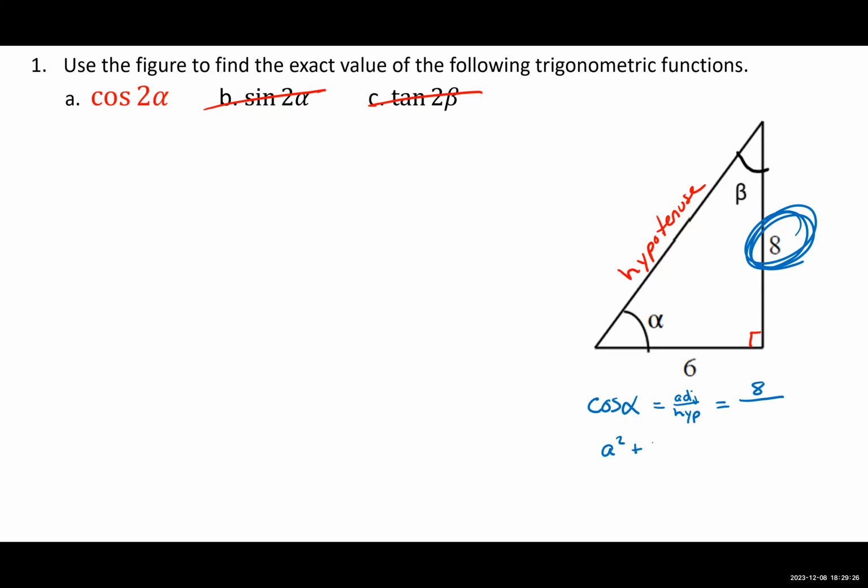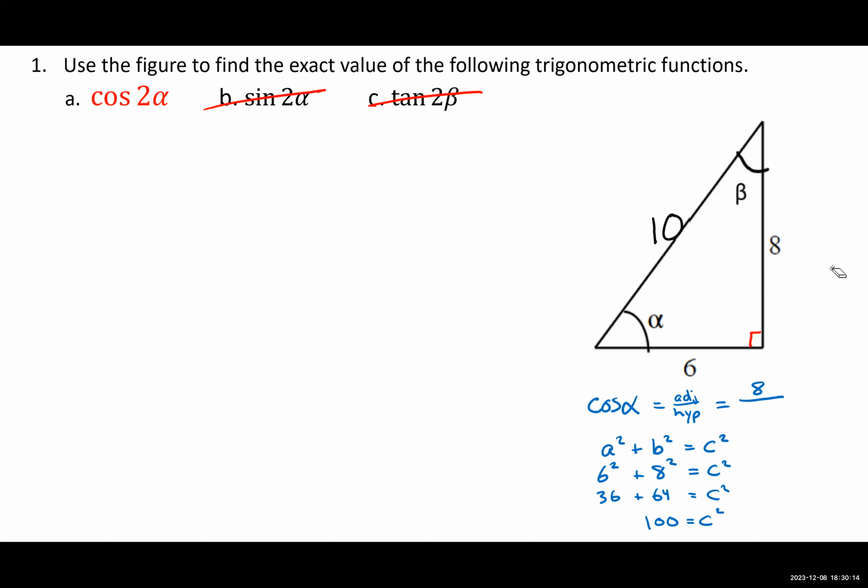A squared plus b squared is equal to c squared, where c is the hypotenuse. So 6 squared plus 8 squared equals c squared. 6 squared is 36. 8 squared is 64. So c squared is equal to 36 plus 64, which is 100. So c is equal to 10. So the length of the hypotenuse is 10. So the 3 sides of this triangle are 6, 8, and 10. So that means that the cosine of alpha is 8 over 10, which is 4 over 5.